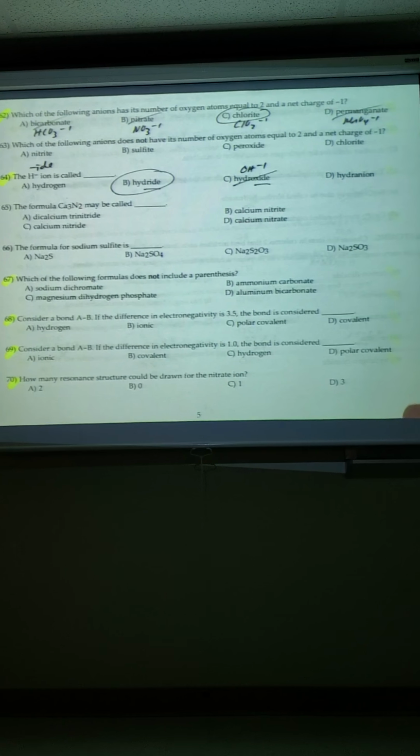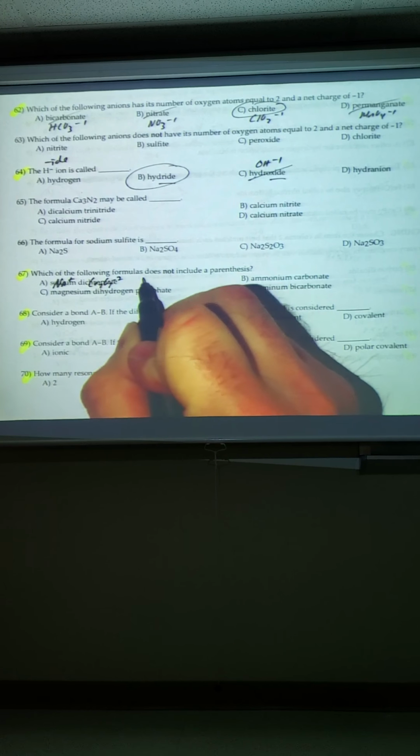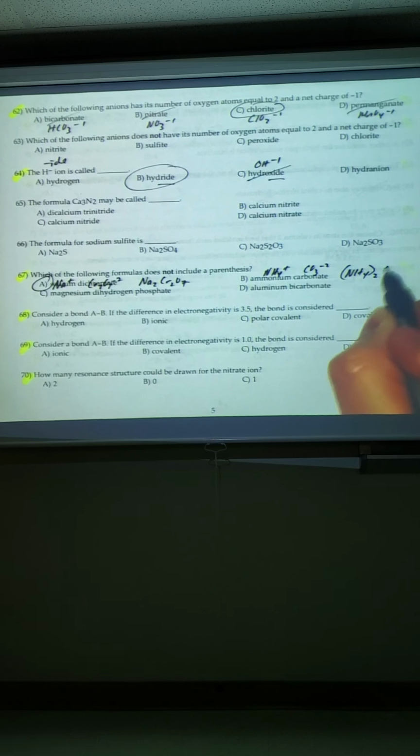67. Which one does not have a parenthesis? So sodium is Na+, dichromate is Cr2O7 -2, so you'll get Na2Cr2O7. So no parentheses already. For practice, let's do the other ones. This is ammonium and carbonate. So across the 2 you get ammonium twice, carbonate once.